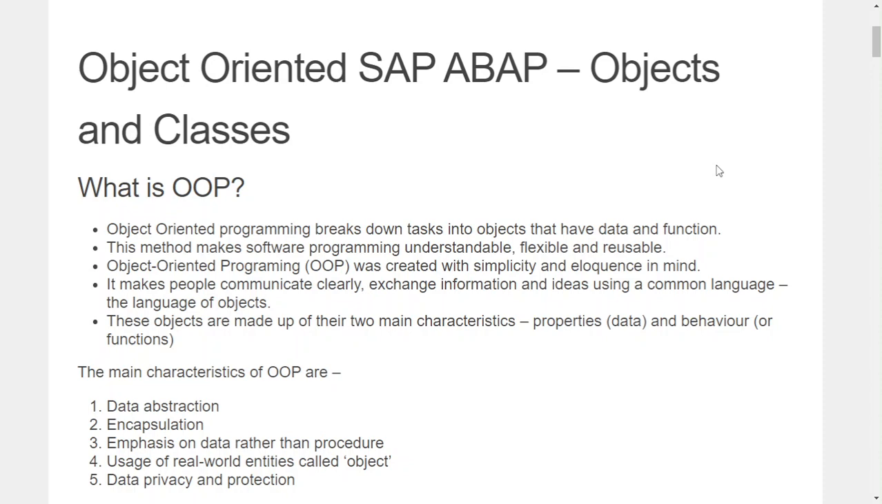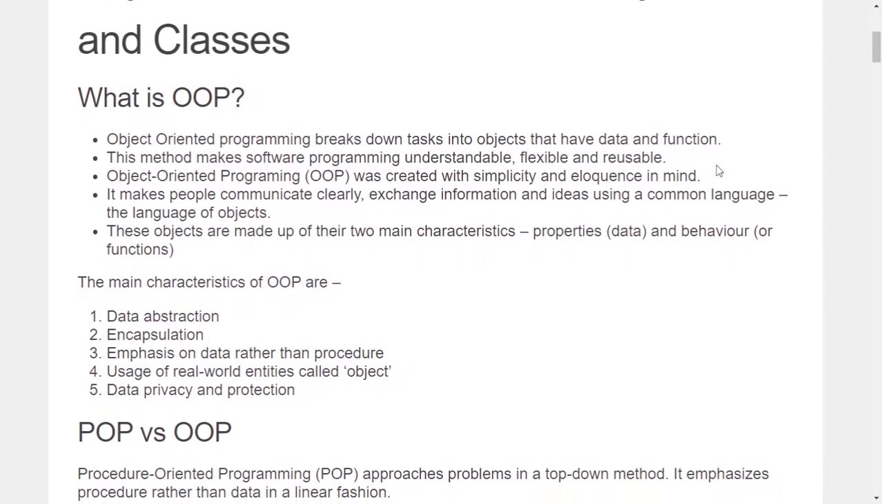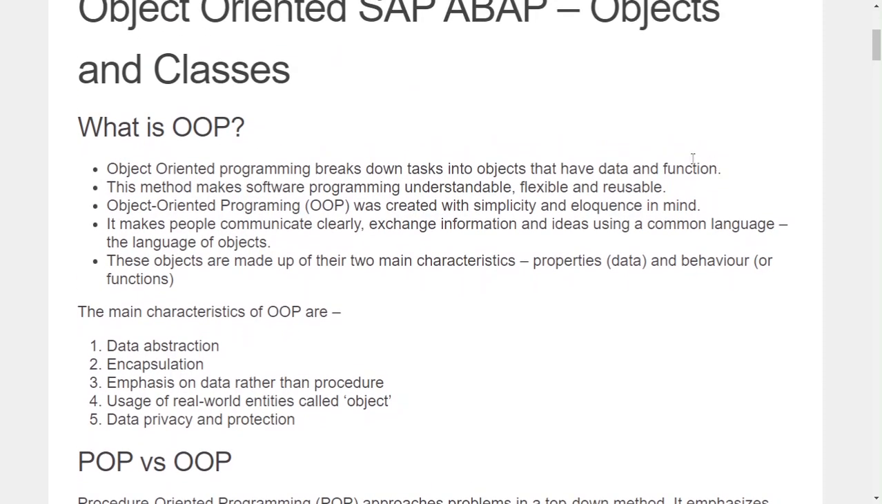So let's discuss all the characteristics of OOPS. Basically, OOPS has five major characteristics. One is data abstraction, second is encapsulation, third is emphasis on data rather than procedure, fourth is use of real world entity called object, and fifth is data privacy and protection.